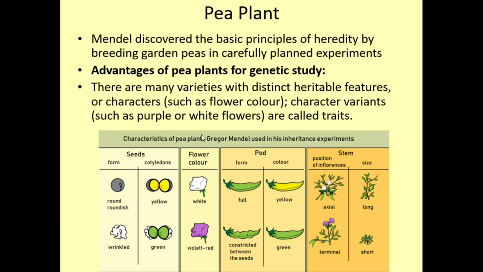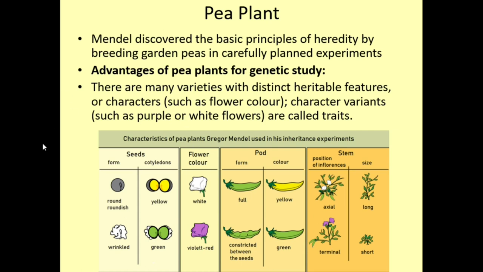So the character is the fact that the flowers have colour. And then if you have white flowers, that would be a trait. And if you have purple flowers, that would be a trait. Okay, so pea plants have lots of these different varieties or different characters that have a couple of different traits, so they were easy to follow.